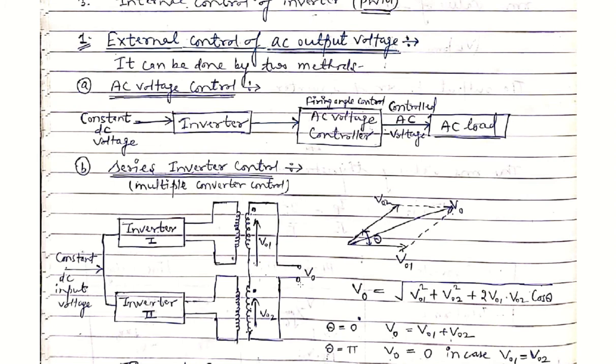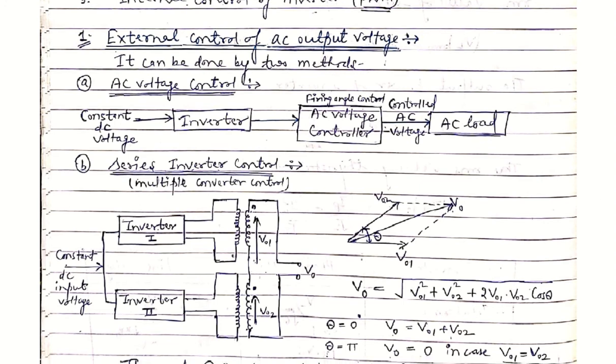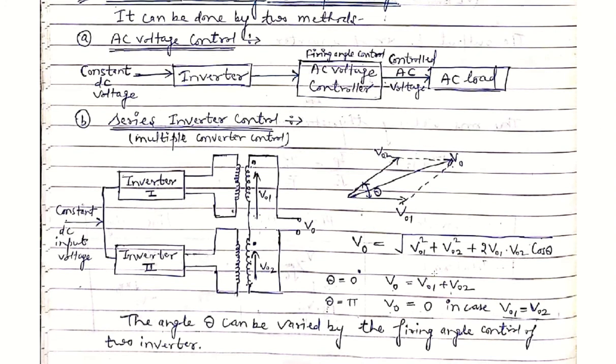If you want to calculate the overall output voltage, this is V01 and this is V02. We take the resultant of these, and V0 is given by the square root of V01 square plus V02 square plus 2 V01 V02 cos theta, where theta is the angle between V01 and V02. If we take theta equal to 0, cos 0 equals 1, so it will be V01 plus V02 whole square, and the square cancels with the square root, so the output is V01 plus V02.